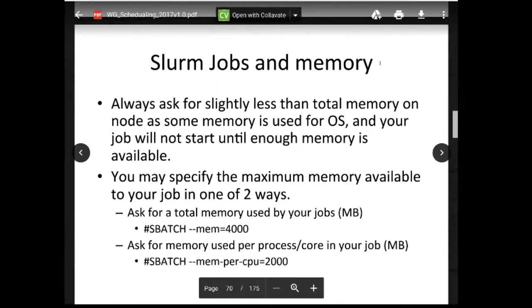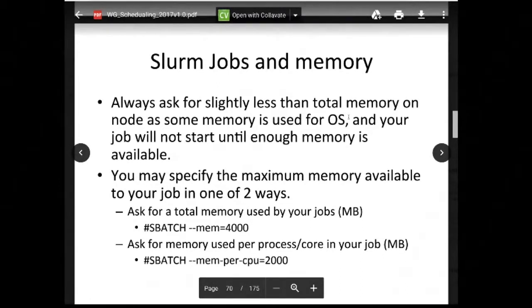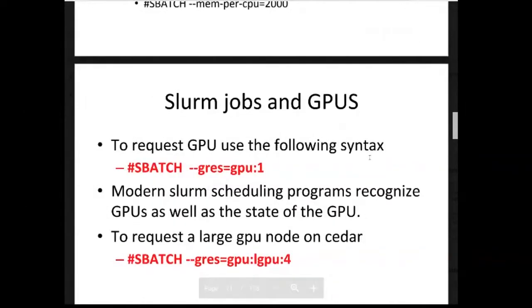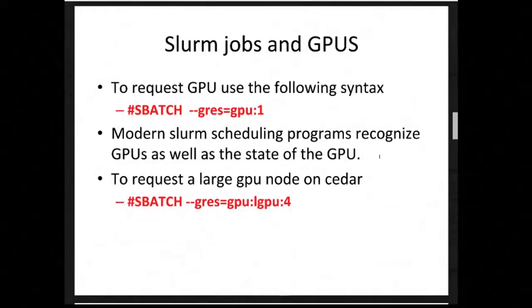So in our examples, we'll have a few things with memory. Slurm jobs and GPUs. If you need to request a GPU, you could use the following syntax: sbatch --gres=gpu:1. You could also ask for multiple GPUs. And you can also ask for large GPUs: sbatch --gres=gpu:lgpu.